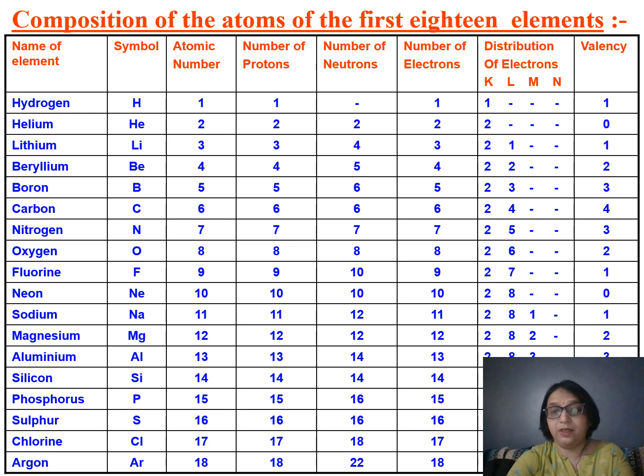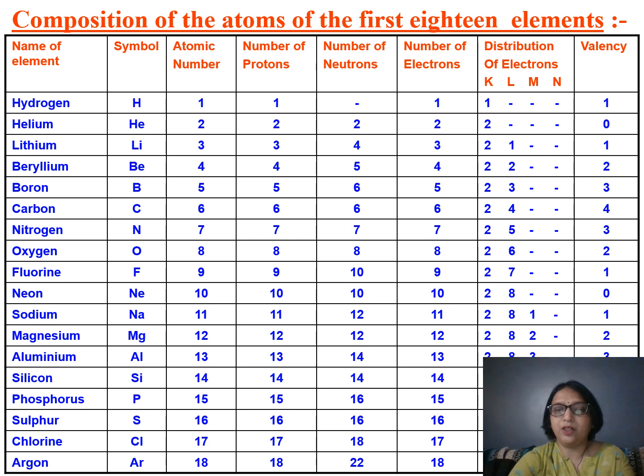First remember the symbols of the first 20 elements, and also remember the atomic numbers. In the question paper you will get the atomic number, but you still need to remember the atomic numbers of the first 20 elements.